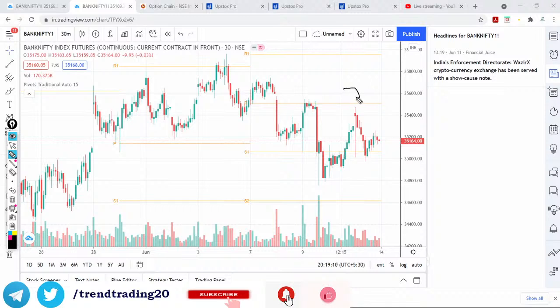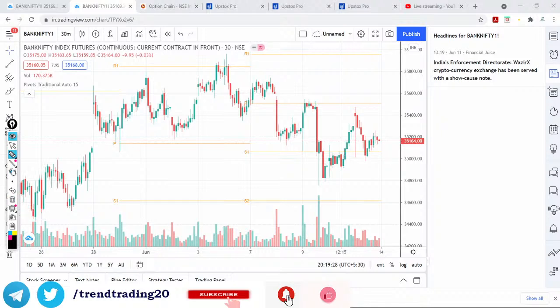Now, once we have added the pivot point, once the market opens on the 30-minute, we need to check what this pivot point is. This is R1. The words are very small, so I'm writing it down here. This is S1. These three are very important. First, you need to check on the 30-minute time frame where the pivot point, R1 and S1 are. These are the three things you need to check.